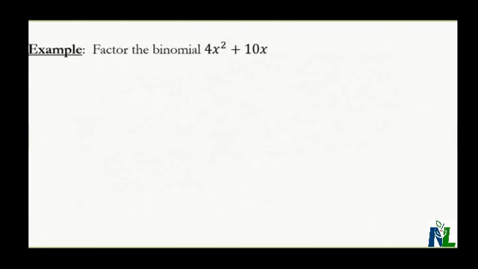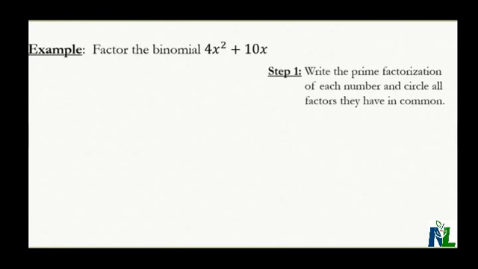For example, you might be asked to factor the binomial 4x squared plus 10x. The first step is to write the prime factorization of each term. So the prime factorization of 4x squared is 2 times 2 times x times x. And the prime factorization of 10x is 2 times 5 times x. Then, you need to circle the factors that they have in common.